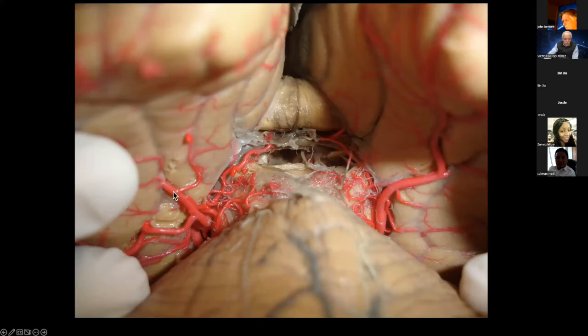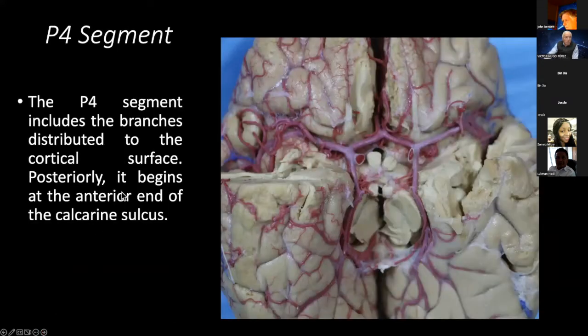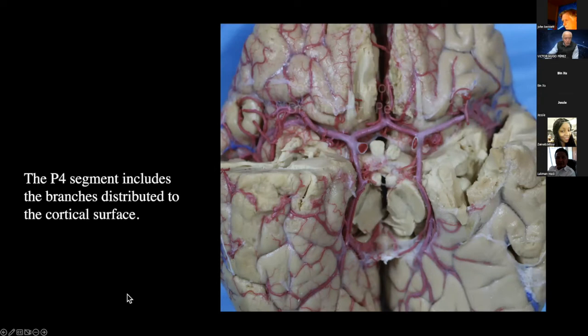So here is P4, the posterior cerebral artery's fourth segment, also known as the cortical segment. This P4 includes the branches distributed to the cortical surface posteriorly. This is the parieto-occipital artery, and it begins at the anterior end of the calcarine sulcus. This is the calcarine sulcus. The P4 segment includes the branches distributed to the cortical surface.